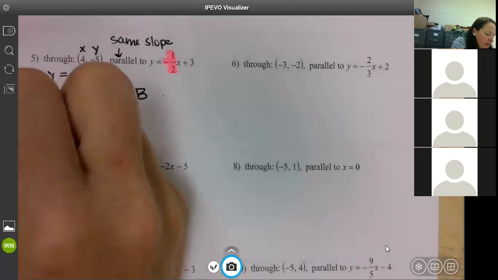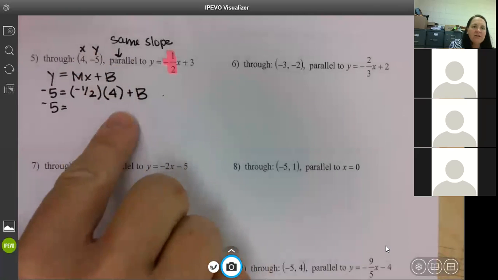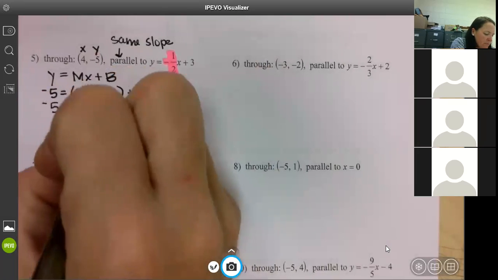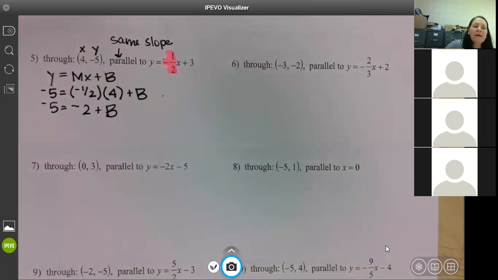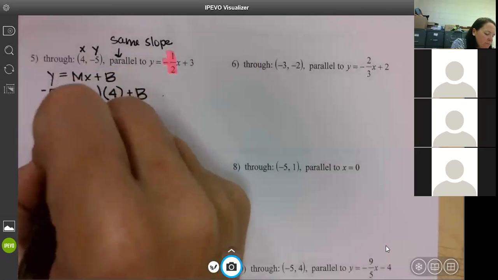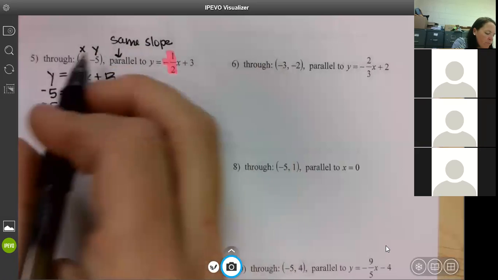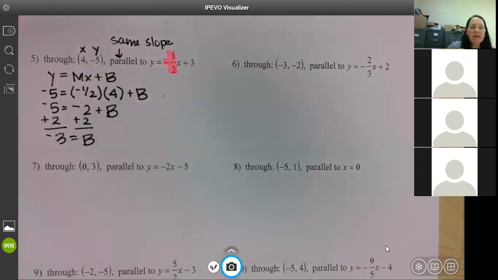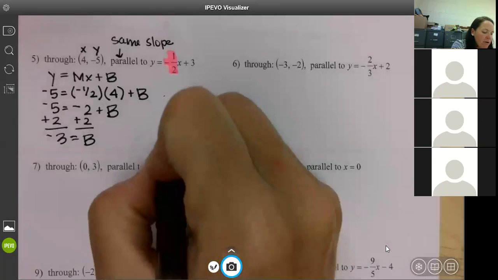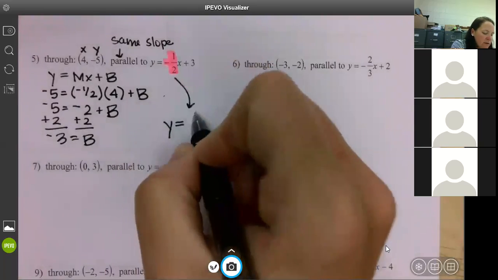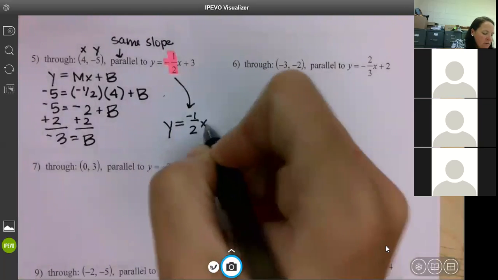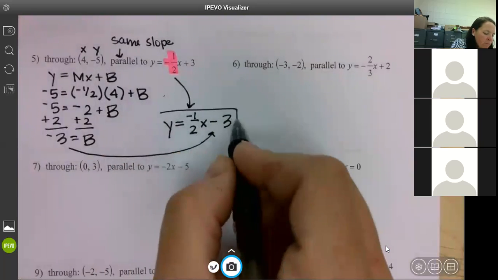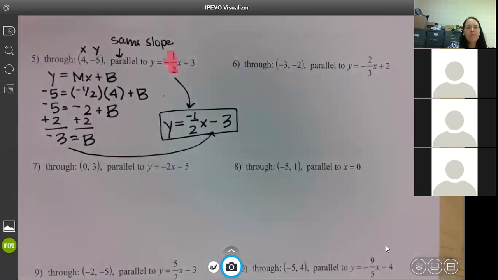We get -5 equals, half of 4 is 2, -half of 4 is -2. To get rid of a -2, I add 2. And I get -3 equals b. The last step is to write your equation. Y equals same slope x, and then whatever you get for b, which was -3. There's your new equation.